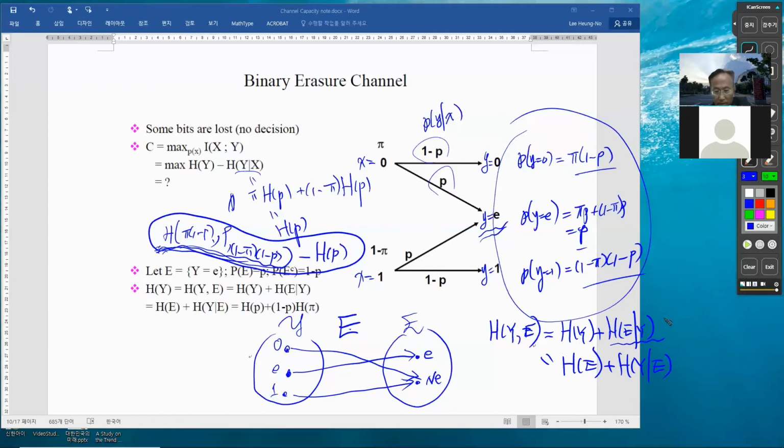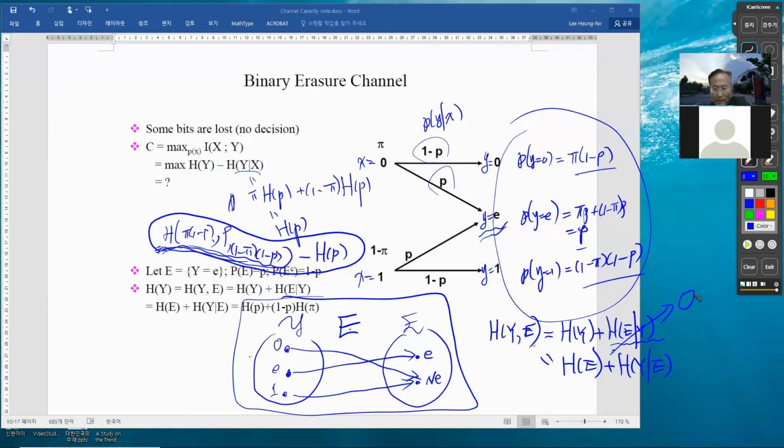And we evaluate this first one because of this mapping. When y is determined, e is exactly determined. So there is no randomness in e given y, so there is no entropy. So the entropy of e given y is 0.